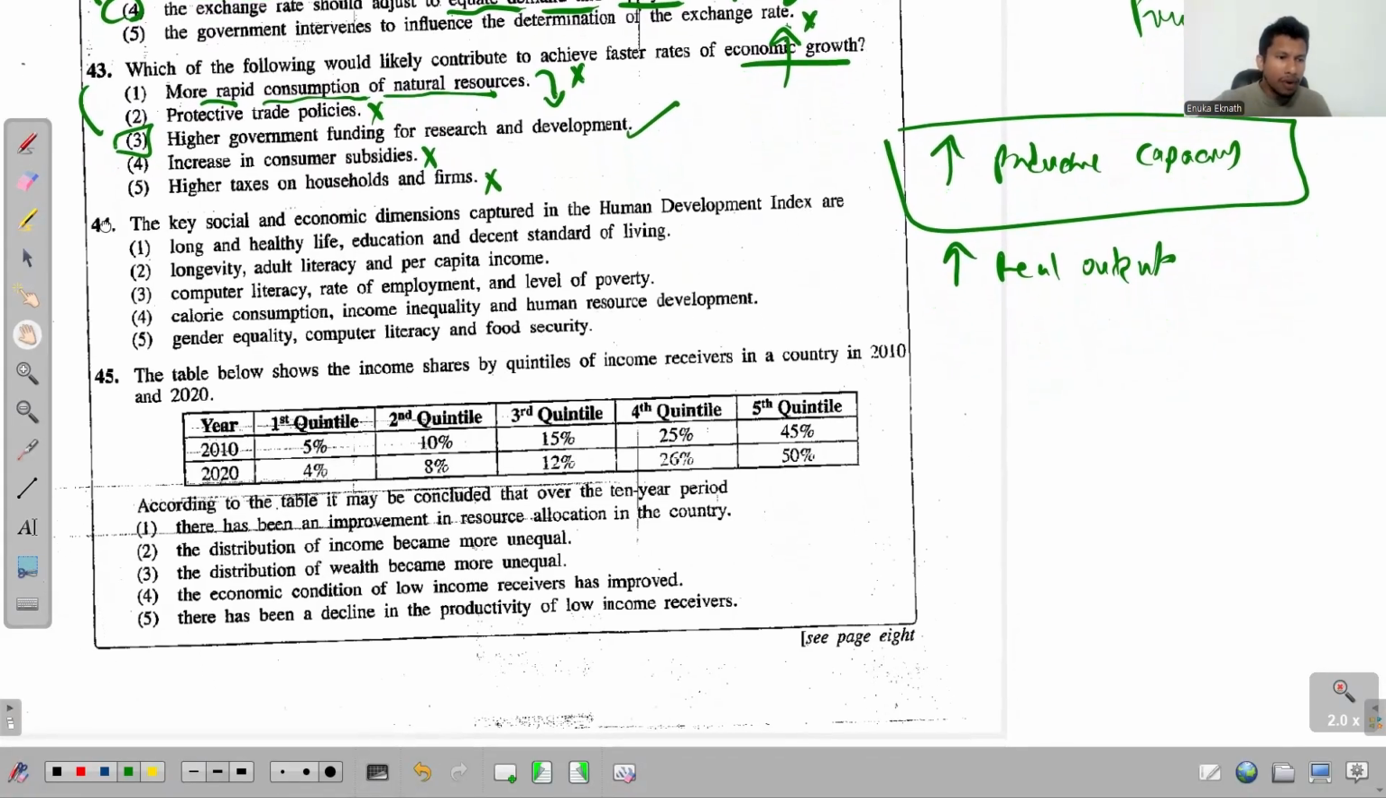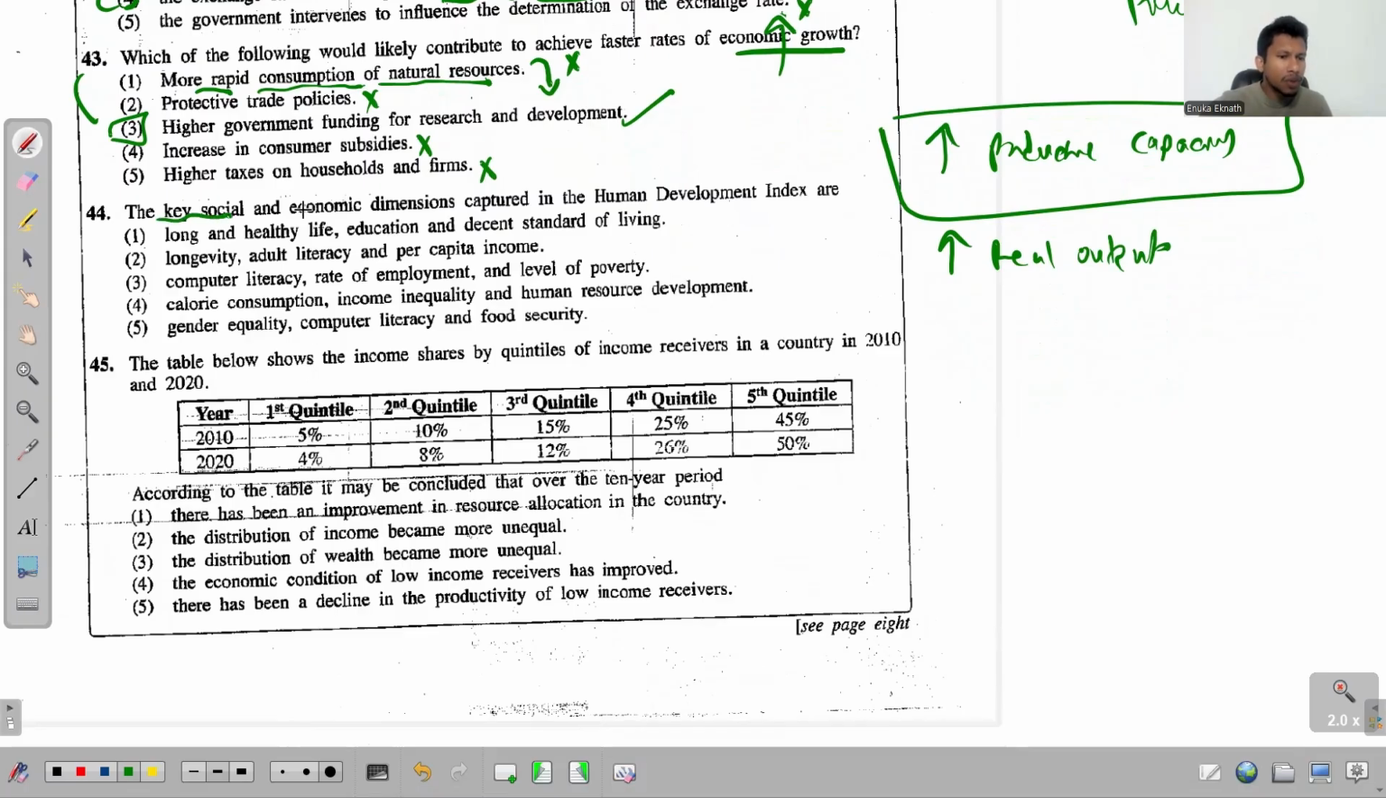Right, look at this question 44 now. It says the key social and economic dimensions captured in Human Development Index are. See, we have had at least one question from this Human Development Index in almost all these papers that we discussed. So as I always say, these are very well recognized accepted facts. All you have to do is remember this. They are in any note. So what's the answer? Long and healthy life, education, and decent standard of living. So these are the key social and economic dimensions that we consider when developing Human Development Index.